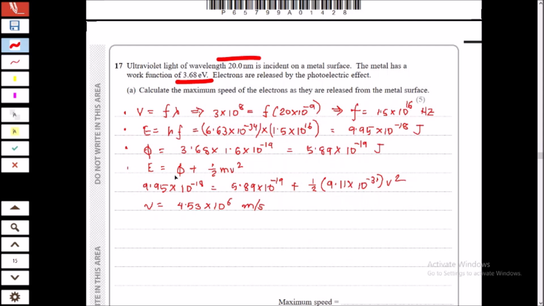Okay, so now E is equal to the work function plus half mv squared, where this is the kinetic energy of the electron. E is the energy of the photon that we calculated here, which goes with the work function and half mv squared. m is the mass of the electron, which is constant, and we have to calculate the velocity of the electron, the maximum speed, which is this much.